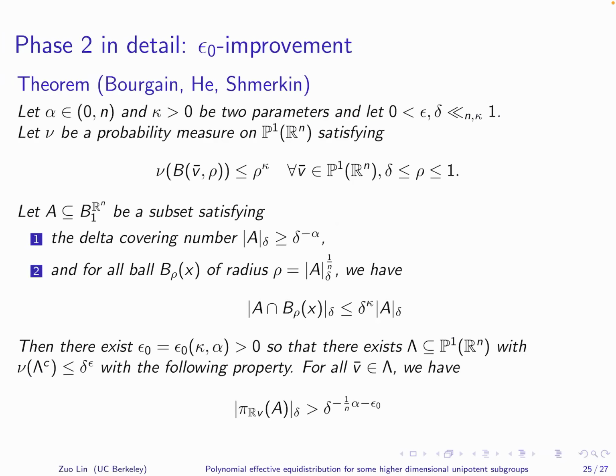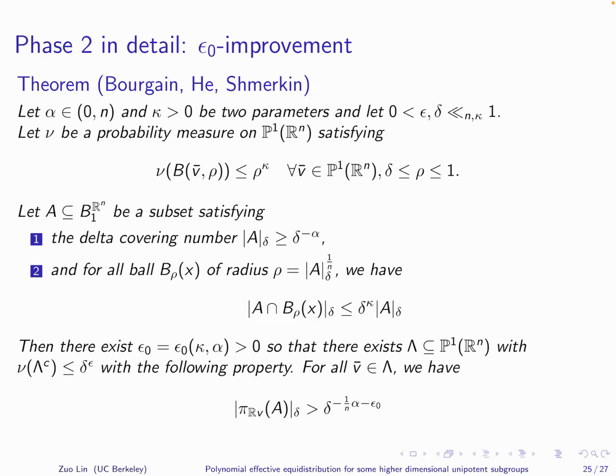In the epsilon improvement part, we utilize the discretized projection theorem by Bourgain, later generalized by Weikun He and Shmerkin. The key feature here is that you need the directions you're projecting on in the projected space to have a certain nice dimension.